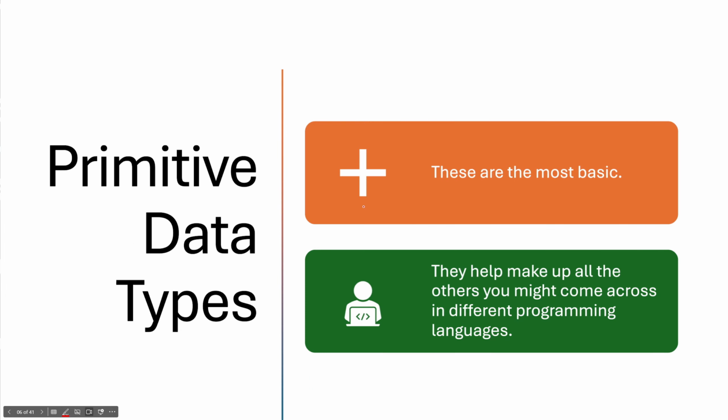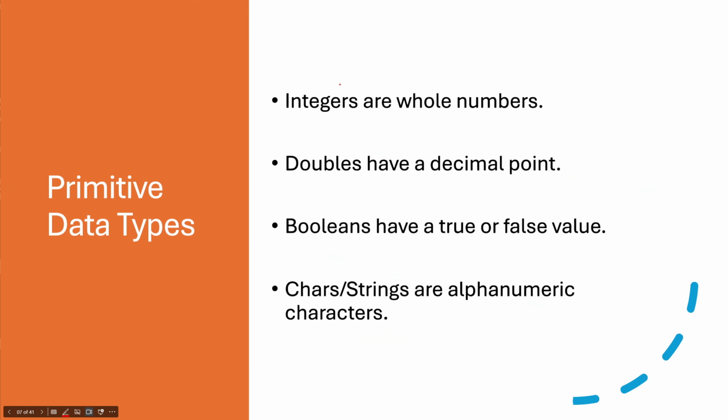understanding. So we have primitive data types. These are the most basic ones. The primitive data types that I'm going to be focusing on are the ones for Python 3. And again, we have integers, which are whole numbers. We have doubles or floats, which have a decimal point. I think floats is what Python uses most. A double has double the precision of a float.